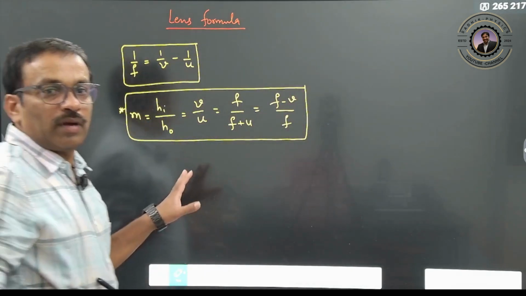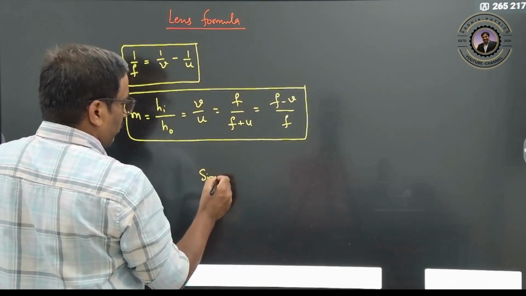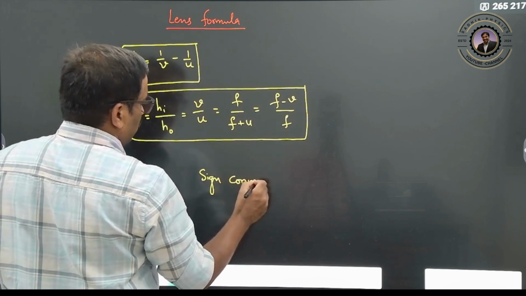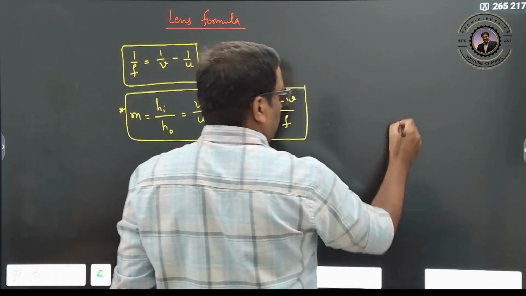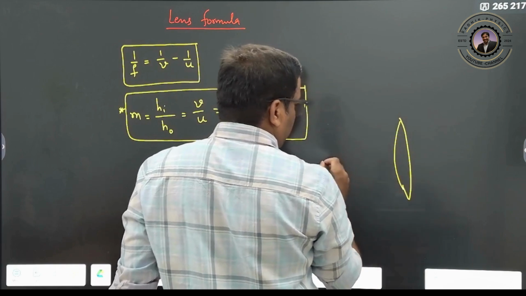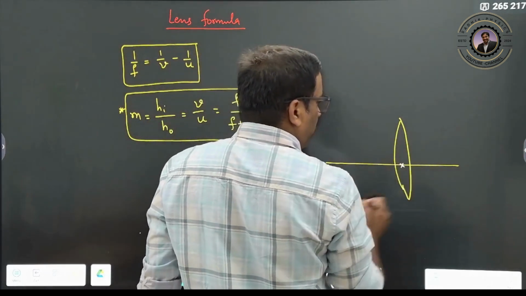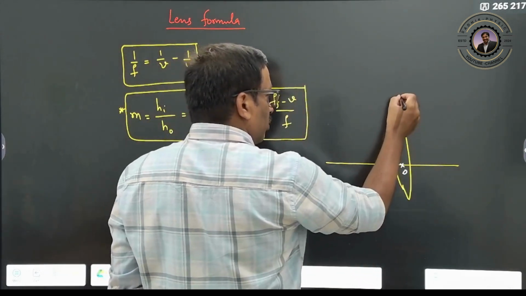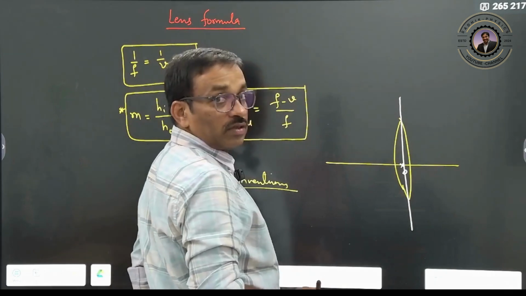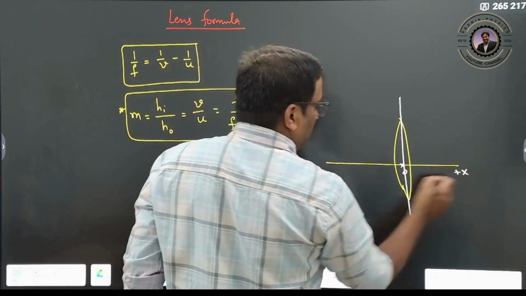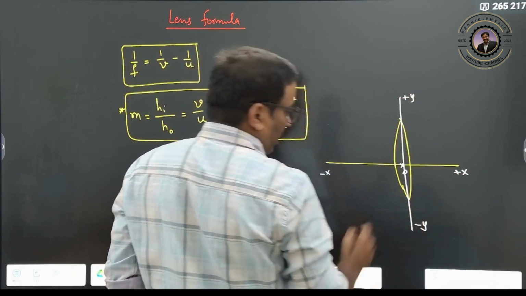To use this formula, you compulsorily have to follow the sign conventions. So what are the sign conventions? Let us see, this is your lens, so we can rewrite it as the optic center. How to follow the sign conventions: take this optic center at the origin. So this side is the positive x axis, this side is the negative x axis, positive y axis, negative y axis, clear.